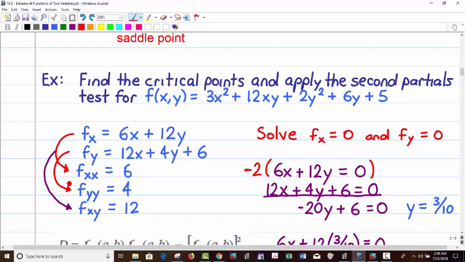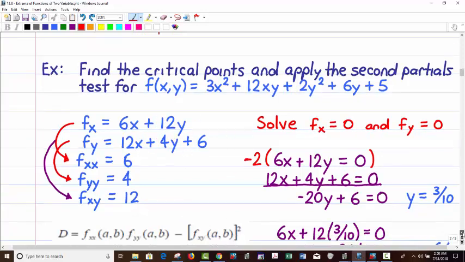Now, same thing with fyy. We go back to the fy and get the y partial. That's going to be 4. And then the fxy partial, which also, remember, equals the fyx. But I did it as it's labeled. Fxy means I started with the top one, took the y partial, which is 12. Now I've got to set these two fx and fy equal to 0 and just solve algebraically.